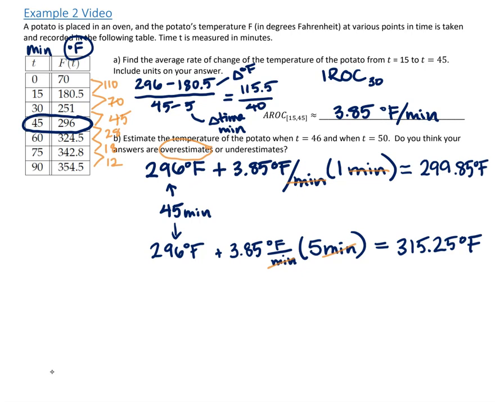We used a bigger average rate of change, and it should be shrinking a little bit over time, especially since our average rate of change was from 15 to 45. So that's going all the way back to 15. If we went from 45 to 75, I think we'd see a decent decrease in our average rate of change.